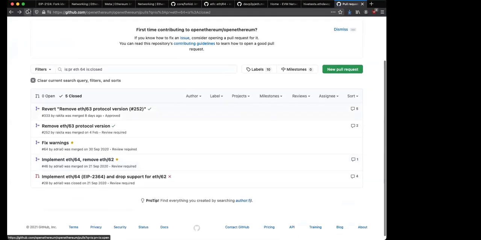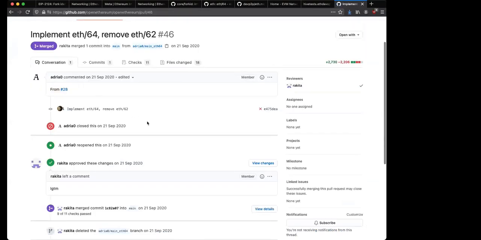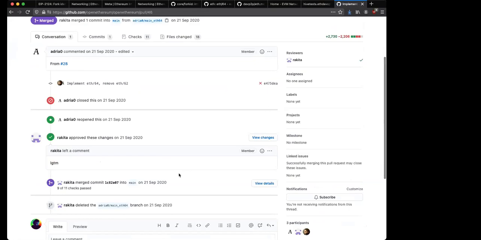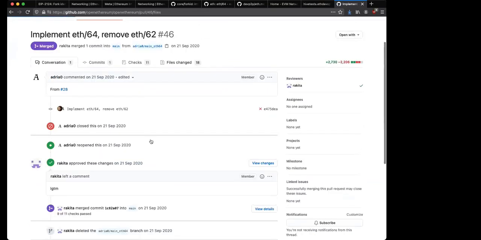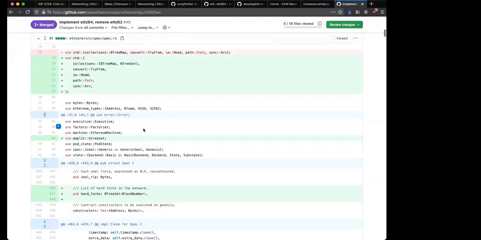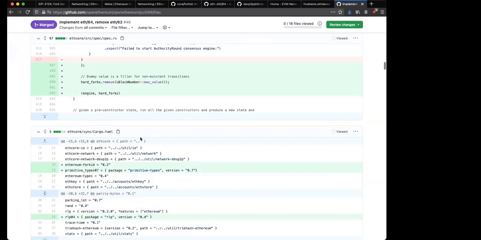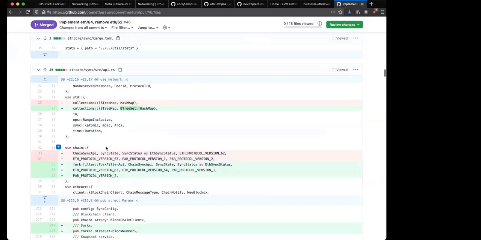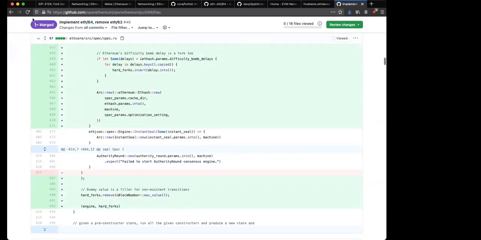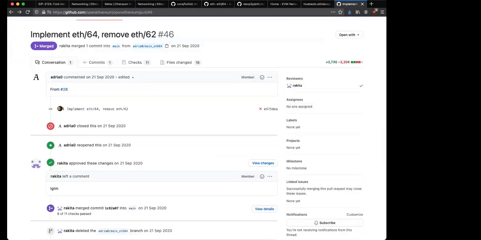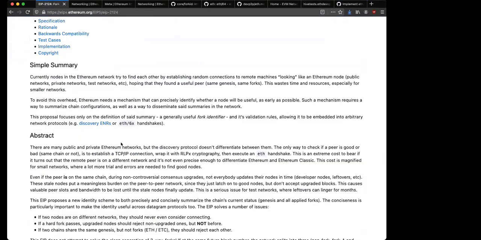But you can see that people eventually implemented this, but they didn't implement it immediately. I don't know for all of the clients when exactly they implemented it, but as of now, it's all implemented. So this actually contains the fork ID as well. Yeah, they added it here. So they implemented the fork ID as part of this EIP-64 change, which is okay, I guess. Yeah, right.